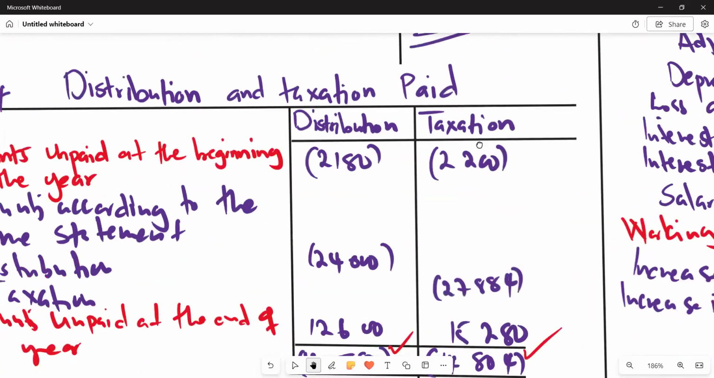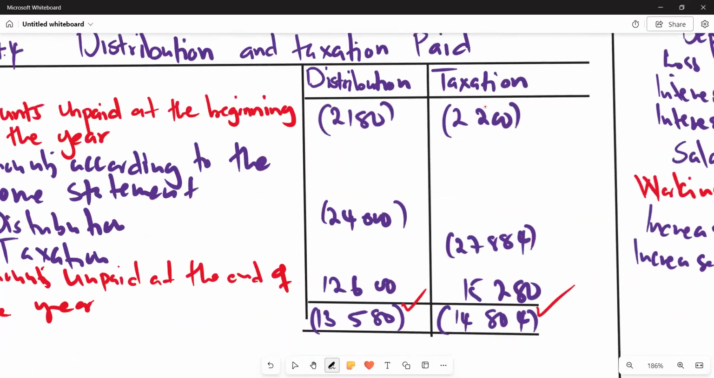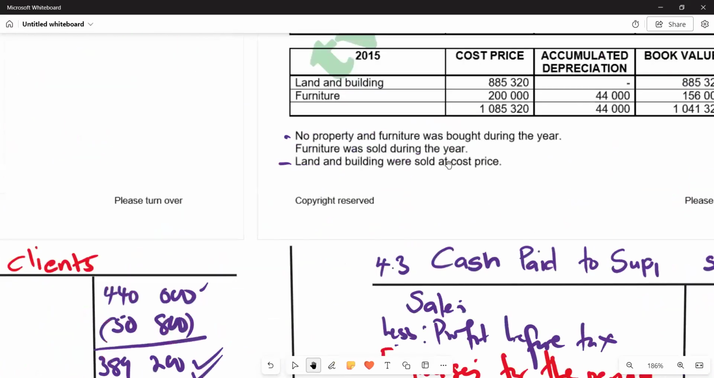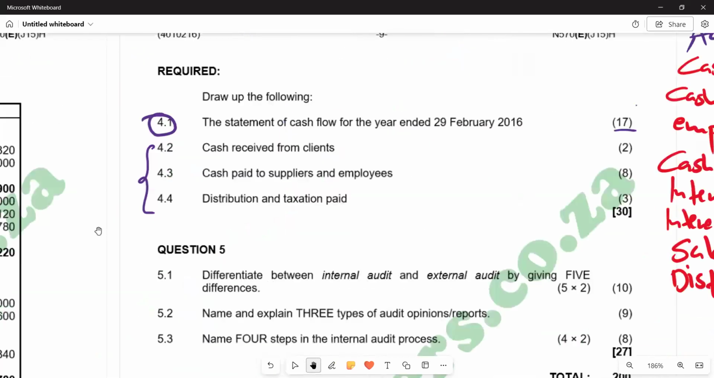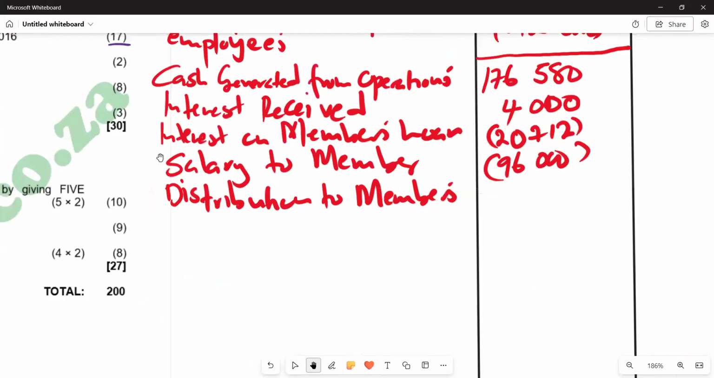Remember here, that's where we calculate our distribution to members, which is in this column, whereby the final figure that we got was negative 13,508. So this is the figure that we're going to carry there. So here we are saying 13,508, and we are saying it's a negative, so we can just put our brackets.